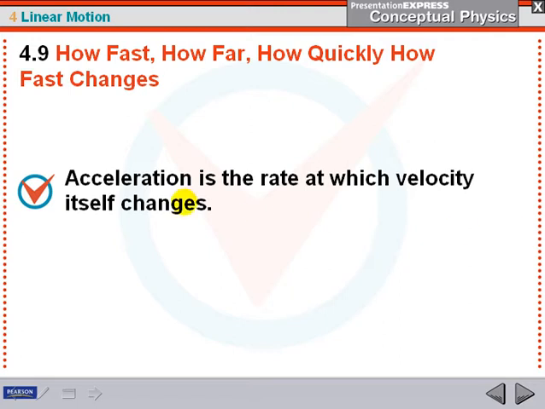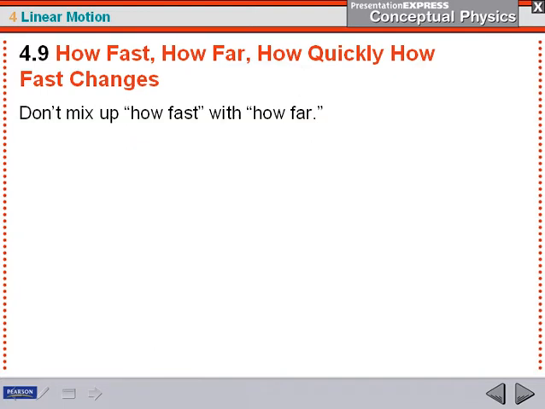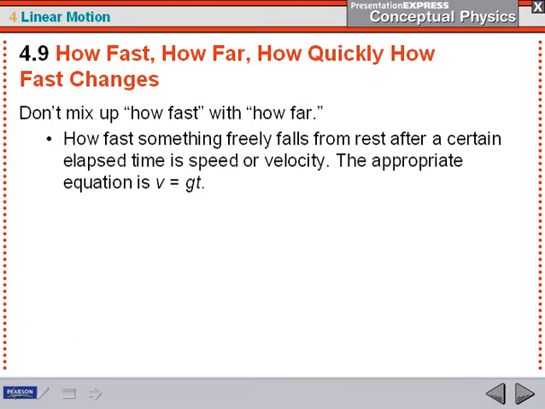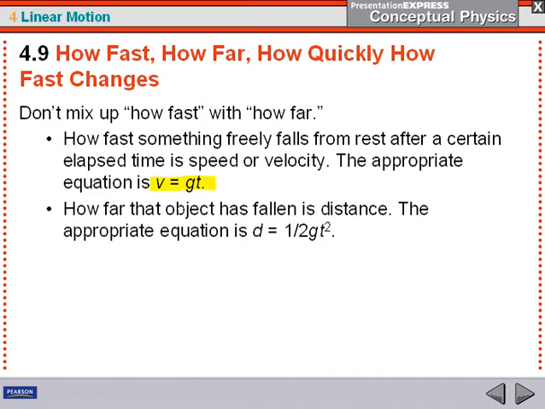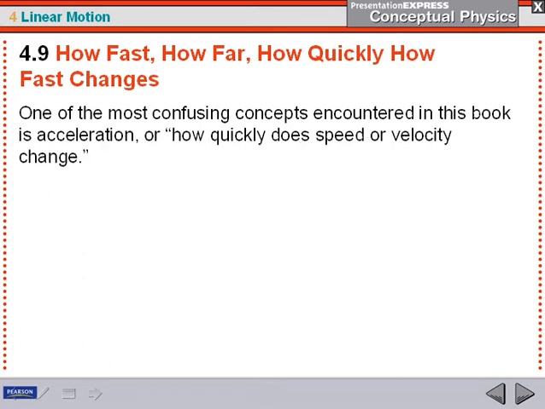So we know acceleration is the rate at which velocity itself changes. We're going to talk about a couple of possible misconceptions. We don't want to mix up how fast and how far. How fast is governed by this equation: velocity equals the acceleration due to gravity times the time it's been falling. And how far is governed by this equation: distance equals 1/2 g t squared. And remember, that's a quadratic equation there.